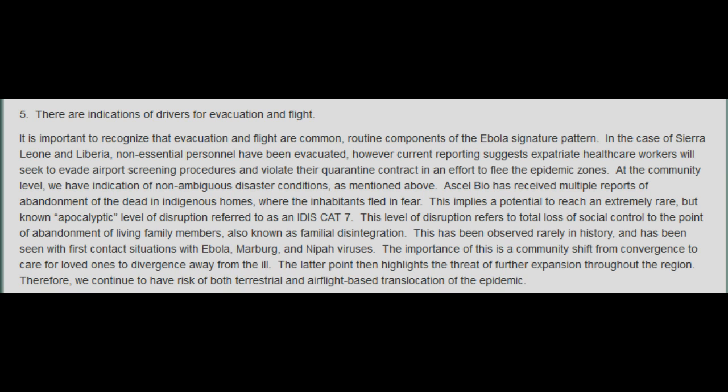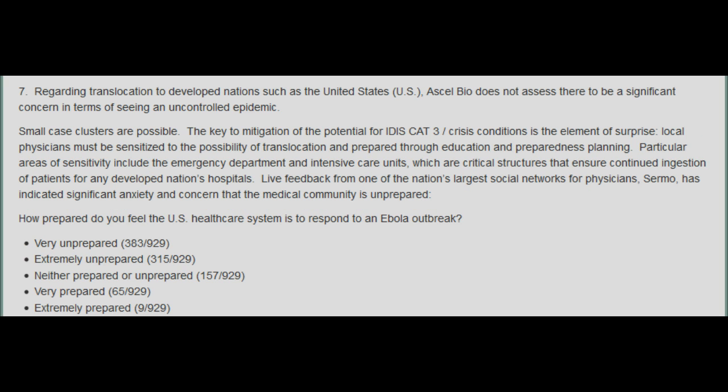You got that? So instead of people staying home to care for the sick, once the person gets sick and they realize what it is, they leave. And when they leave, they could be carrying the virus with them. So it increases the chance of it translocating, as they say.